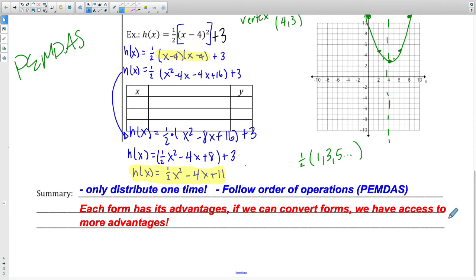If we can convert between forms, then we have access to more advantages. Makes it easier to graph. And then again, this thing about only distributing once, that's the part that people get stuck on. So keep that leading coefficient off to the side and just bring it down, and don't deal with it until after you've dealt with those parentheses. Okay, hopefully this can help us learn how to graph a little bit better because we have multiple forms.